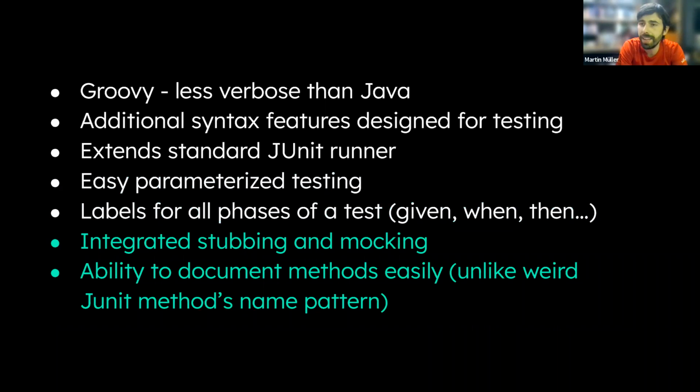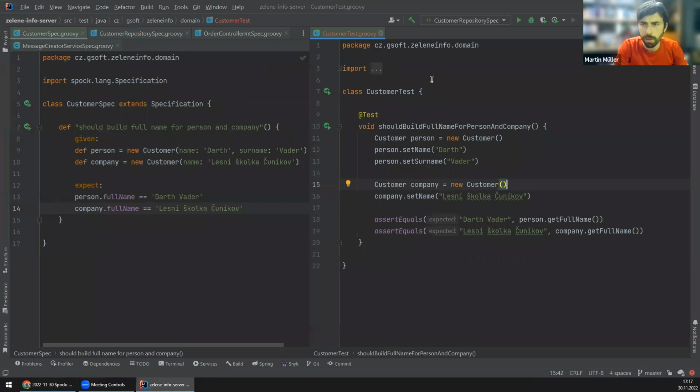Few more features. There is integrated stubbing and mocking, meaning you do not need Mockito or PowerMock anymore. You can exchange JUnit plus Mockito for just a single thing, Spock, because mocking and stubbing is already integrated. And I will show you something to start with. There is also possibility to document your methods, like name them in human readable way. And this is how it looks like.